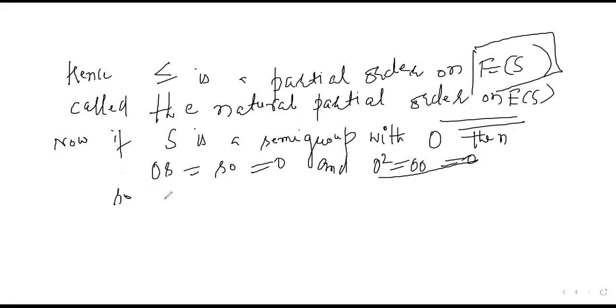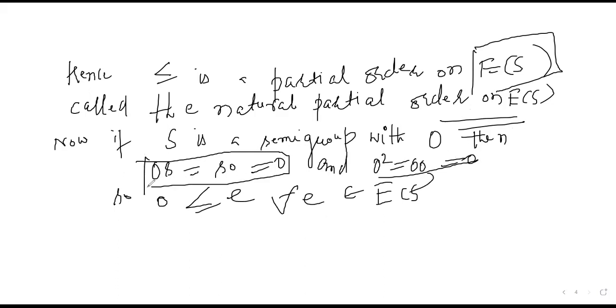So 0 is less than or equal to e for all e in E(S), because 0 has this property, and this is the defining property of the relation. So if 0 is related to every element of the set E(S), it means 0 is the minimum element of E(S). Thus 0 is the unique minimum idempotent.